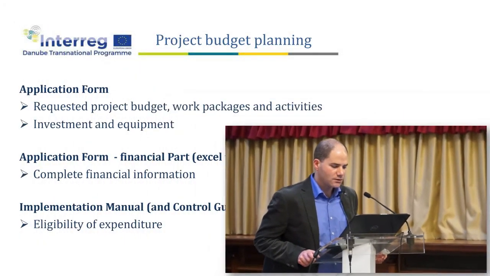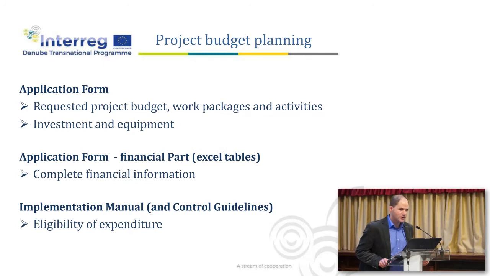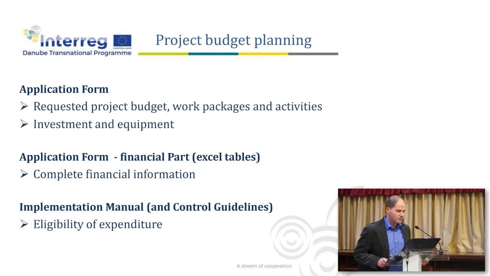So first of all, I would like to highlight 3 documents. One is the application form. We already had a presentation on the application form. The second is also an application form, however, the financial part of the application form. It contains financial information, primarily, actually, only financial information. And the third document is the implementation manual, which is a document prepared at the program level.